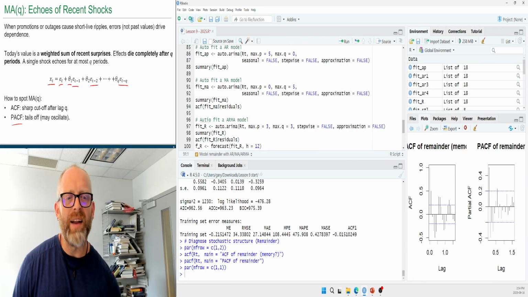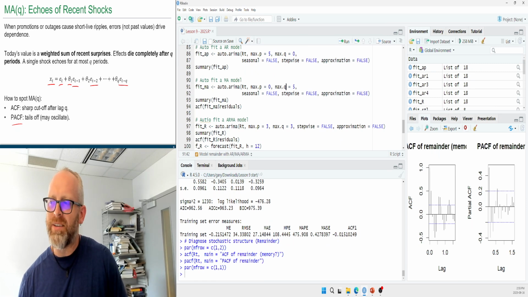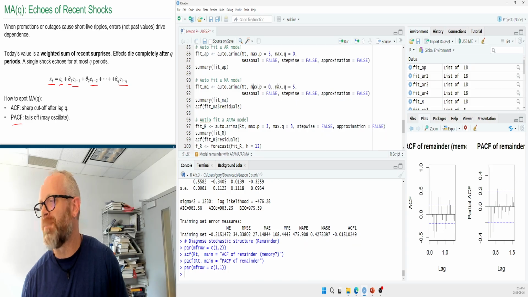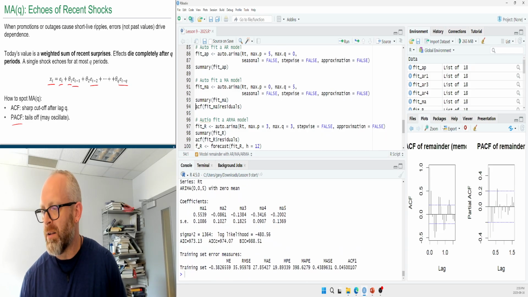So I can do the different AR models here, but I can use the auto ARIMA function again. This time I want an MA model, so I'm going to set p equal to 0, and I'm going to set q. How many periods do I need? I want to set a maximum of 5. And if I do this, it's already built the model. It gives me an order 5 model.